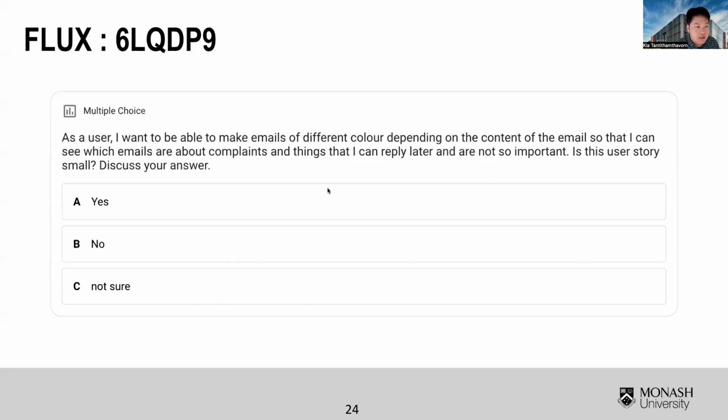Okay, all right. So the last question: as a user, I want to be able to mark emails with different colors depending on the content of the email, so that I can see which emails are about complaints and things that I can reply to later and are not so important. Is it a good user story? Think about the INVEST principles.